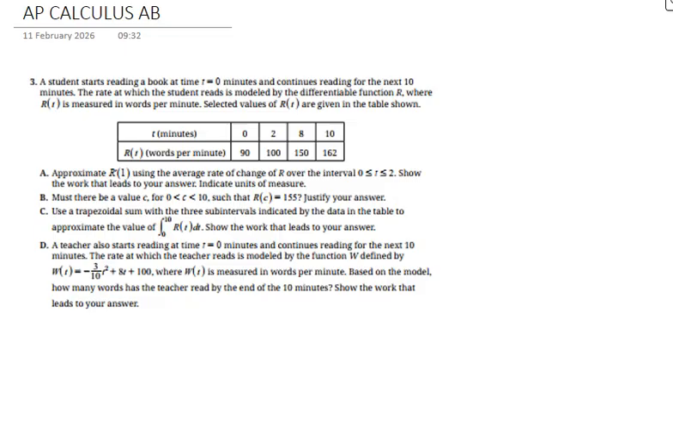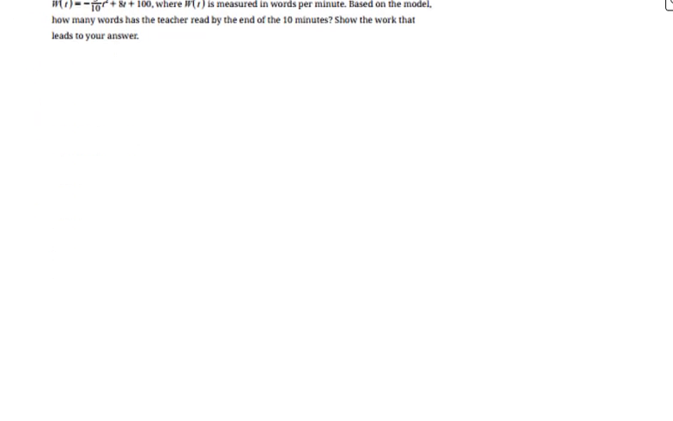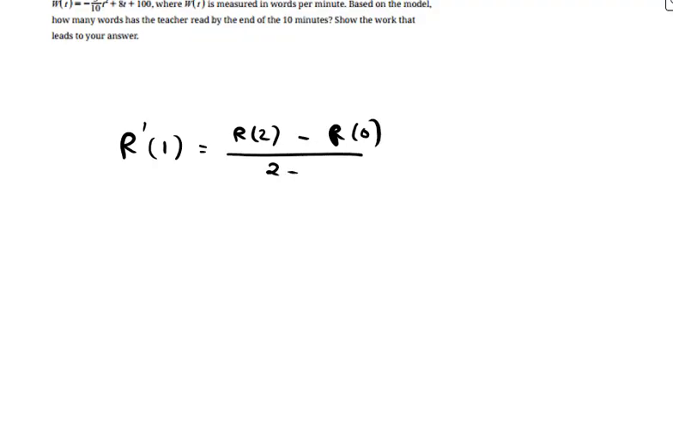Now let's come to part A. Approximate R'(1), the derivative at t = 1. We approximate using the average rate of change from the closest data points. Since 1 lies between 0 and 2, we use R'(1) = (R(2) - R(0)) / (2 - 0).